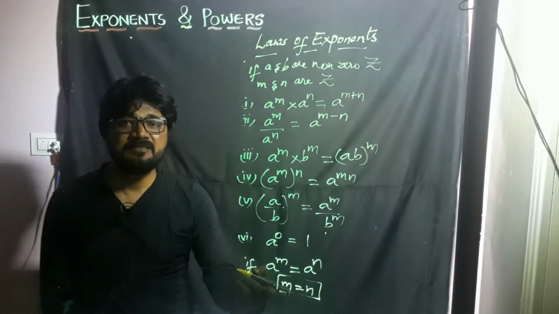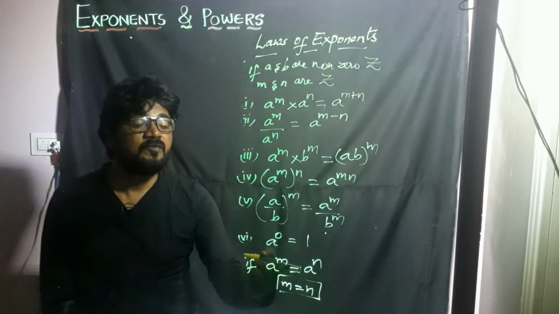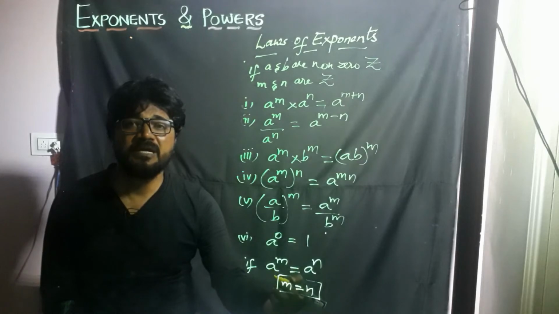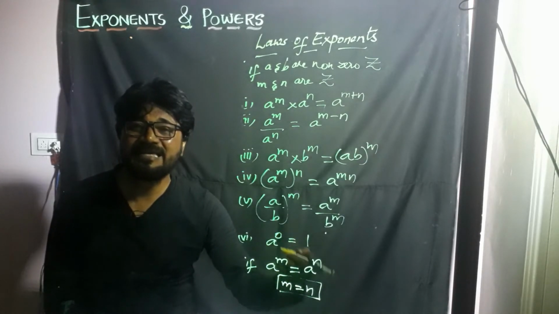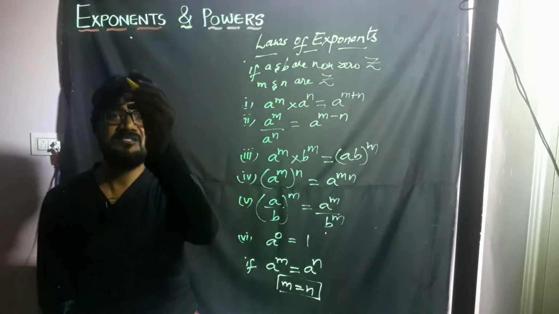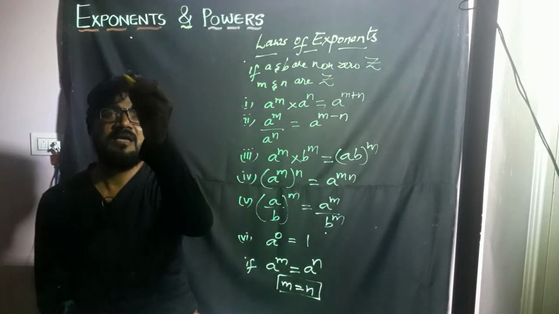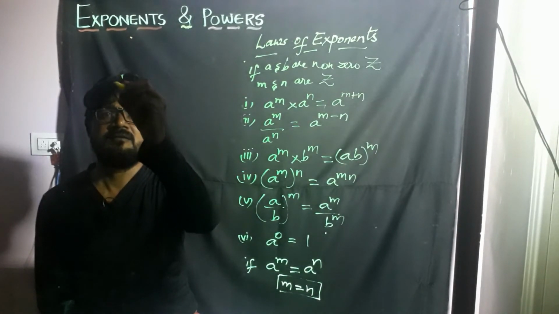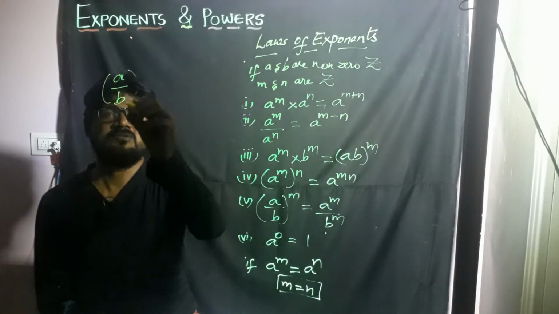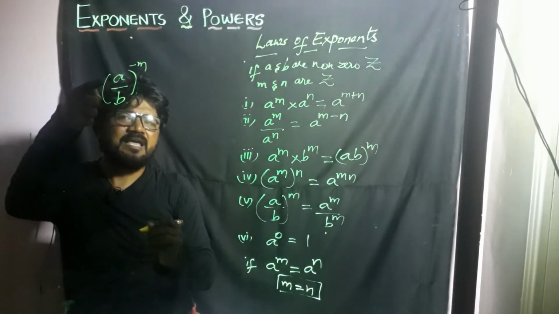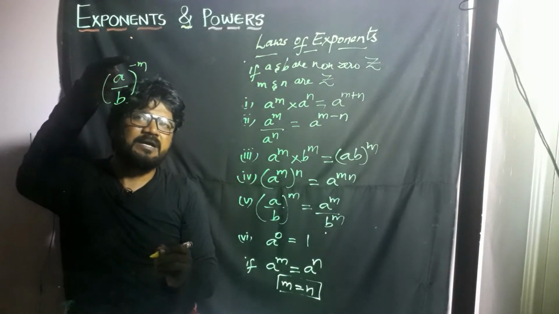Okay, now we have seen that if a to the power of m is equal to a to the power of n, then m is equal to n. When the bases are equal in the comparison, the powers are also equal. And then the last one: a by b whole to the power of minus m. Here there is a fraction a by b whole to the power of minus m.